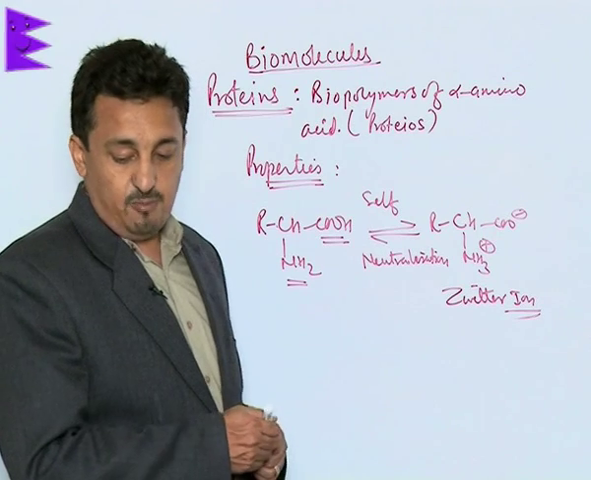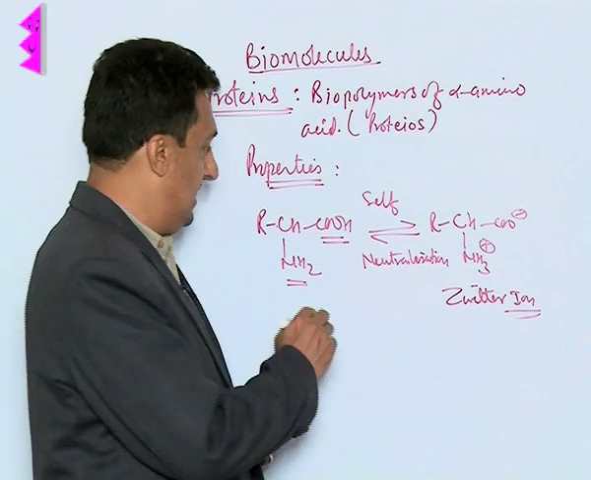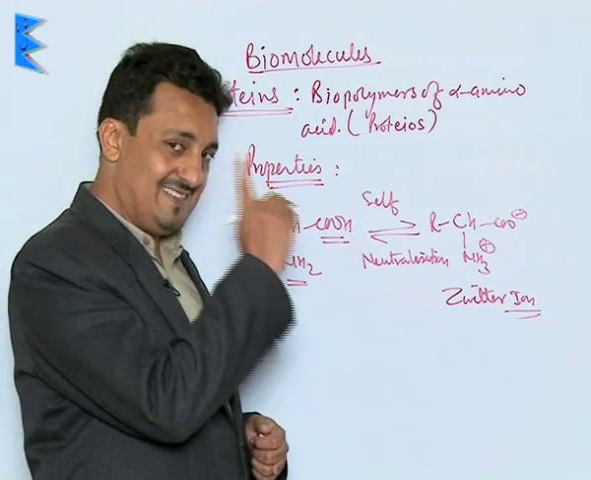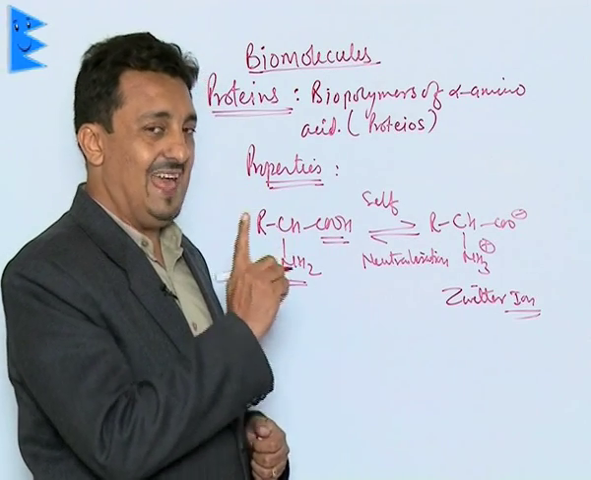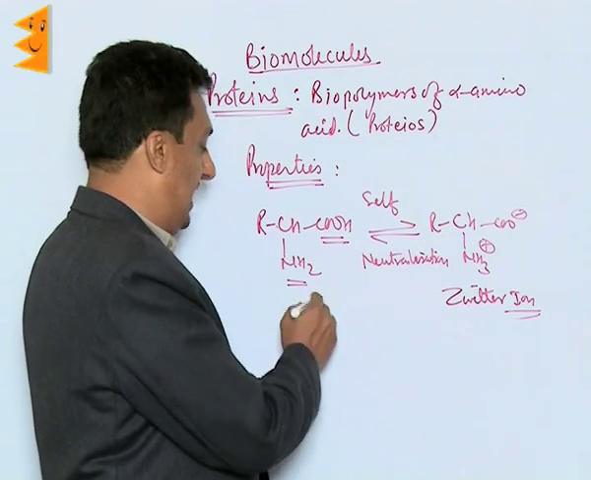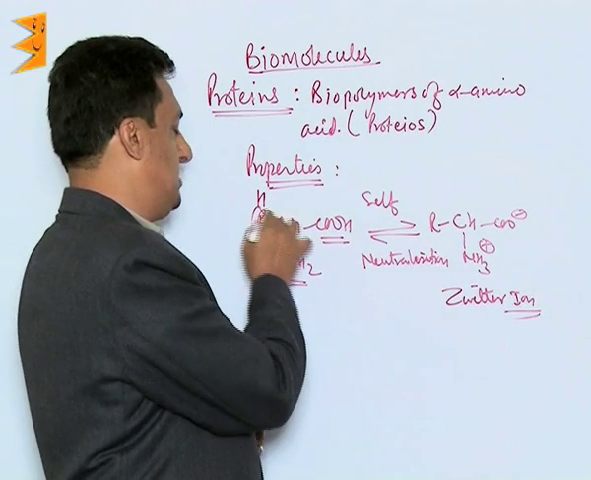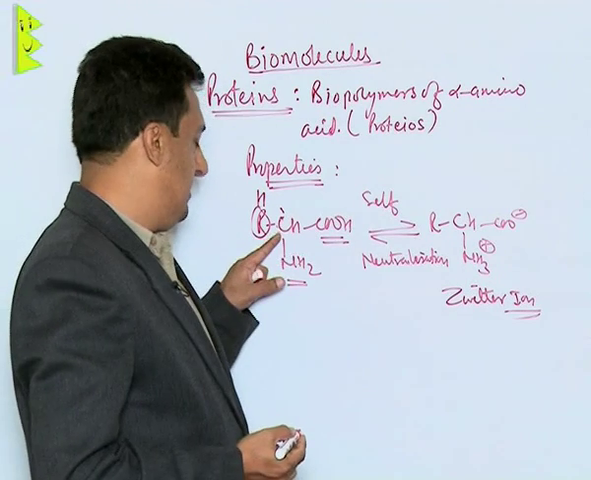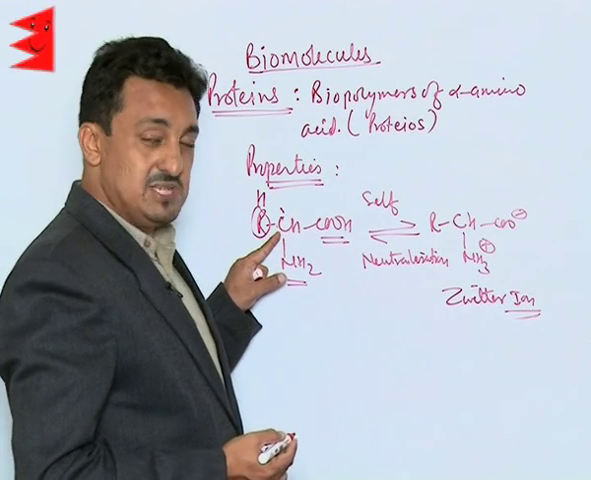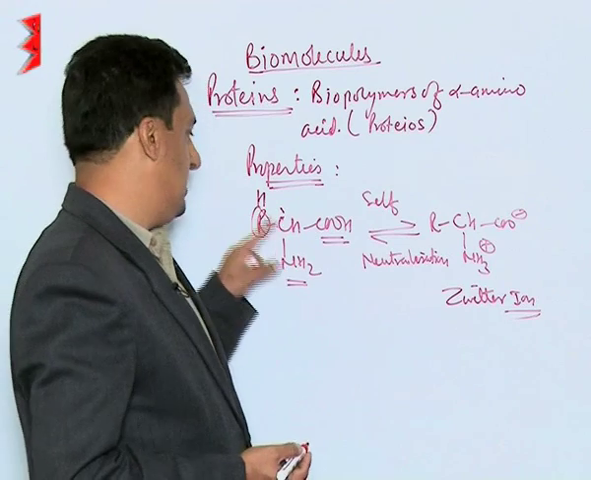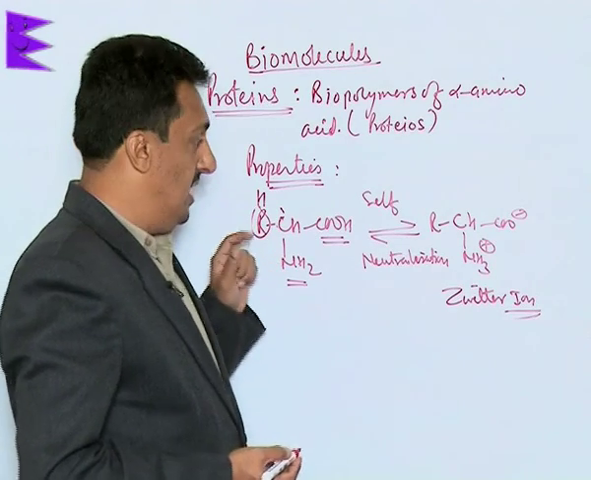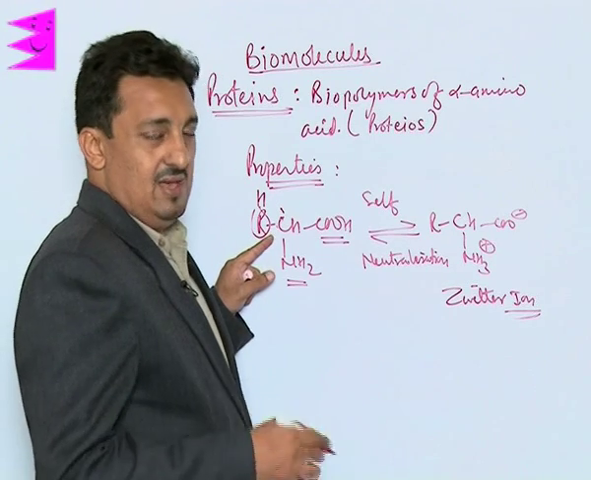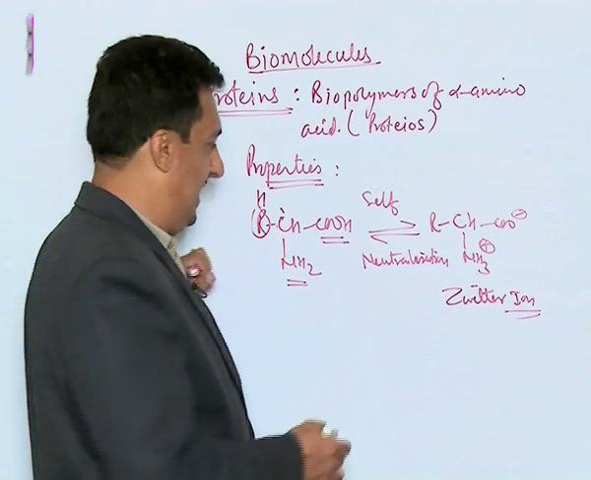Now, another important thing about the amino acids is that amino acids except the first amino acid, glycine, all are optically active. Glycine has the R group as H, so this carbon cannot be an asymmetric carbon atom because it contains two same H. So that is why except glycine, all other amino acids are optically active.